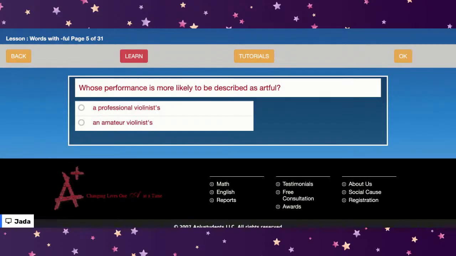Whose performance is more likely to be described as artful? A professional violinist or an amateur violinist? So it will be what? Professional. Because it will be described as artful because he's very good or she's very good.